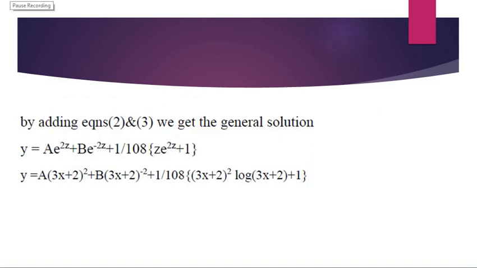Hence by adding equations 2 and 3, we get the general solution. That is, y is equal to a e power 2z plus b e power minus 2z plus 1 by 108 into (z e power 2z plus 1). After replacing the z and e power 2z values, finally we have y is equal to a into (3x plus 2) whole squared plus b into (3x plus 2) whole power minus 2 plus 1 by 108 into ((3x plus 2) whole squared log(3x plus 2) plus 1). So this is the required solution of the given equation.